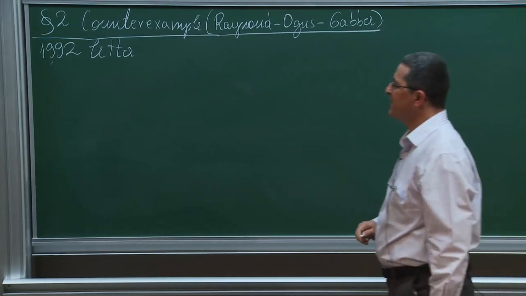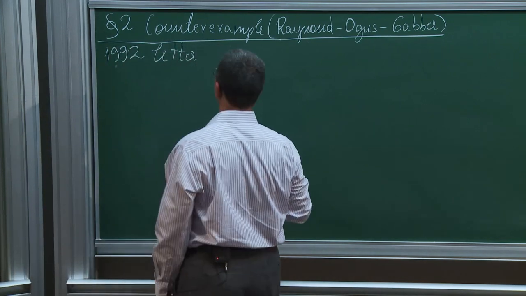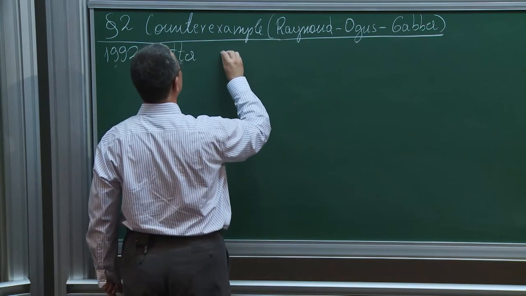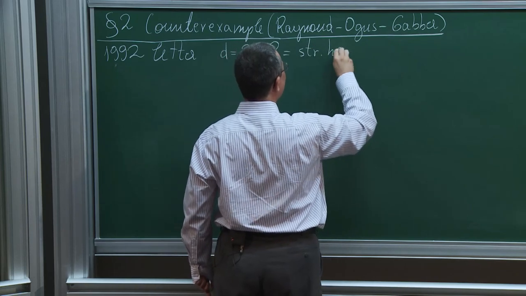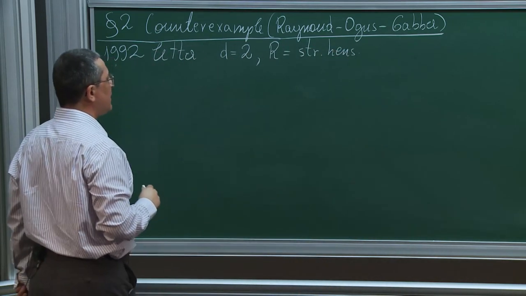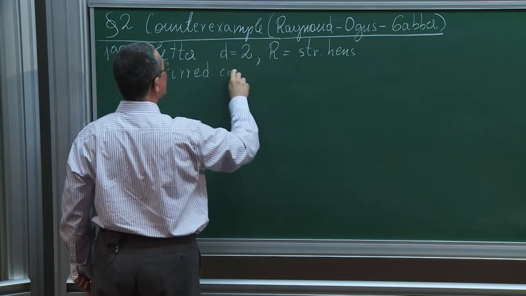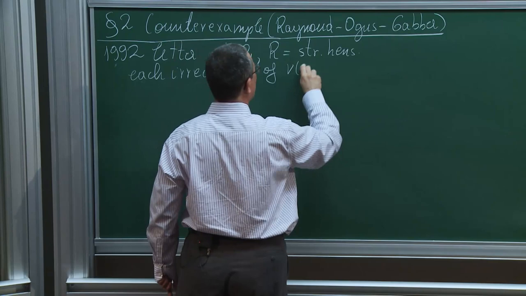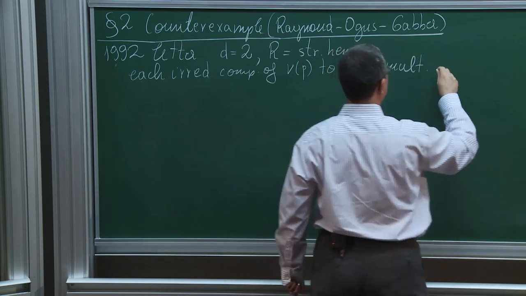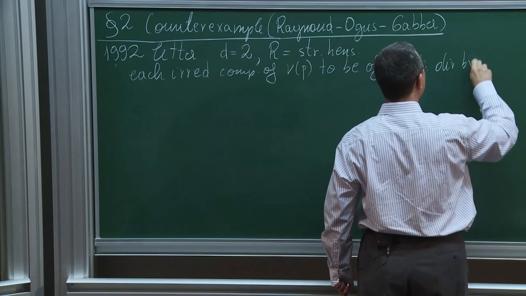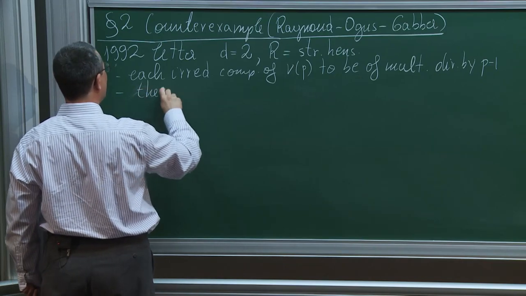Okay, so the letter is from 92. So this must be a talk in 91, something like that. So we take d equal to 2. We take R to be strictly Henselian. And we want each irreducible component of the closed locus of p to be of multiplicity divisible by p minus 1. And we want at least two of them.